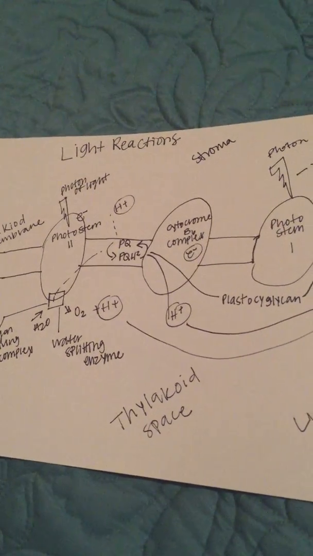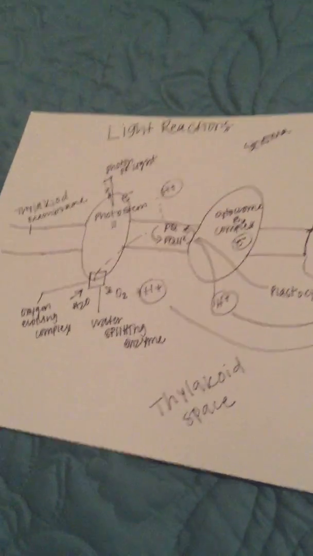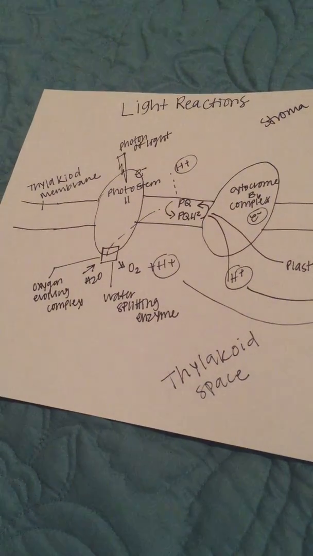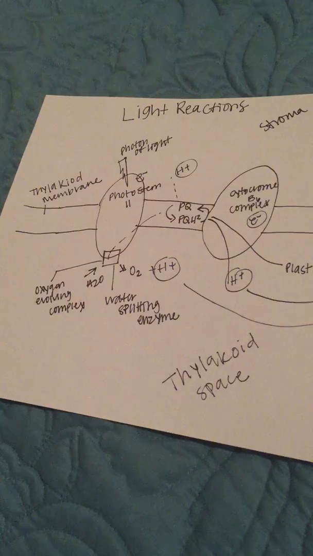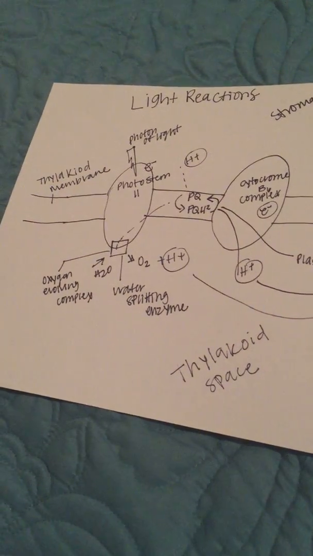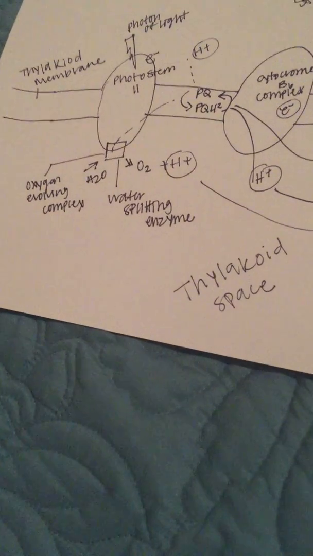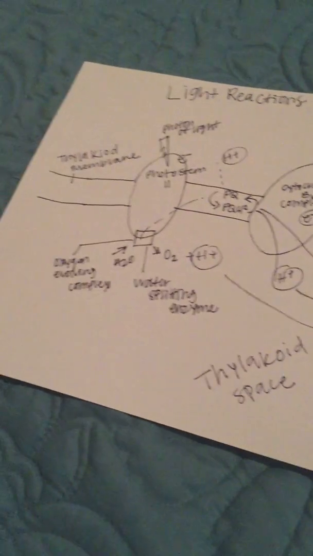The oxygen evolving complex is in the lumen in the Photosystem II complex. Water is split by the enzyme, splitting the H2O into O2 and H.